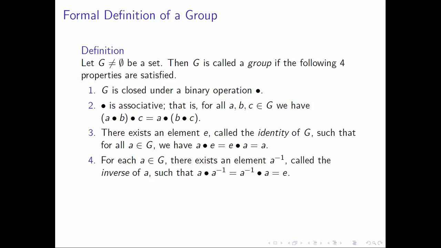So take an element, combine it with its inverse in any order, and I want to get back to this special element that we've called the identity of the group. So these four things are the requirements that need to be satisfied in order to be a group.